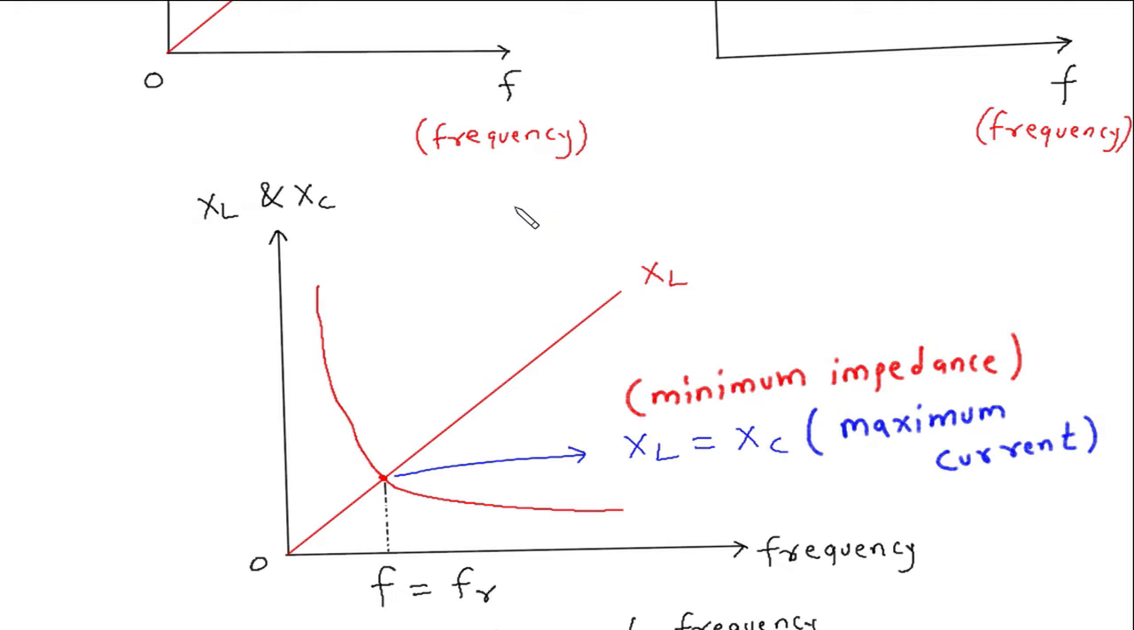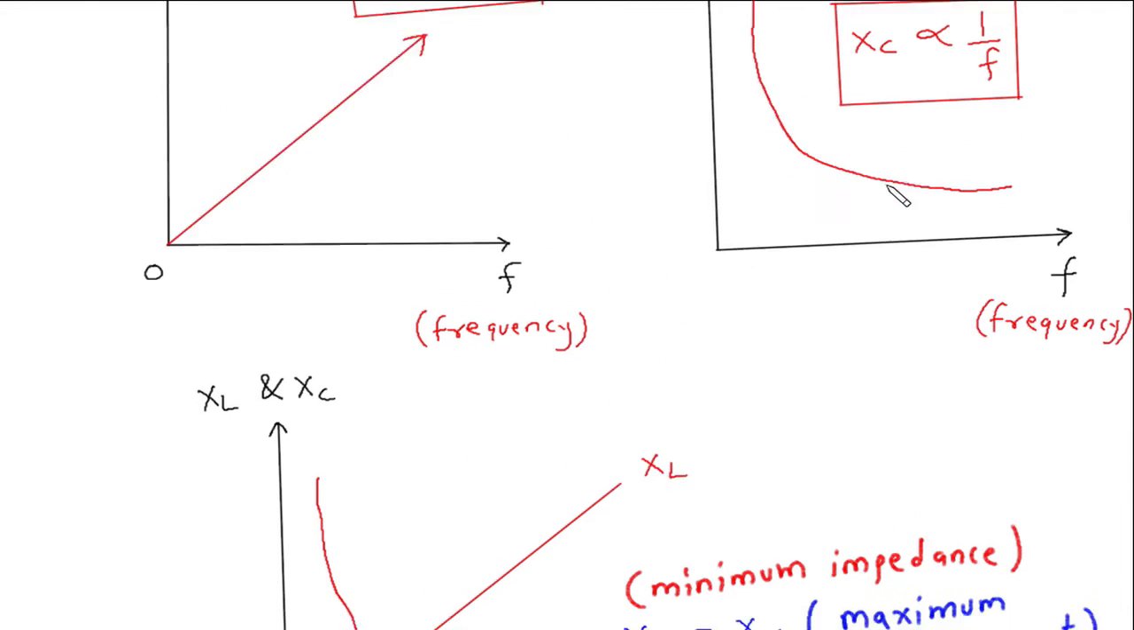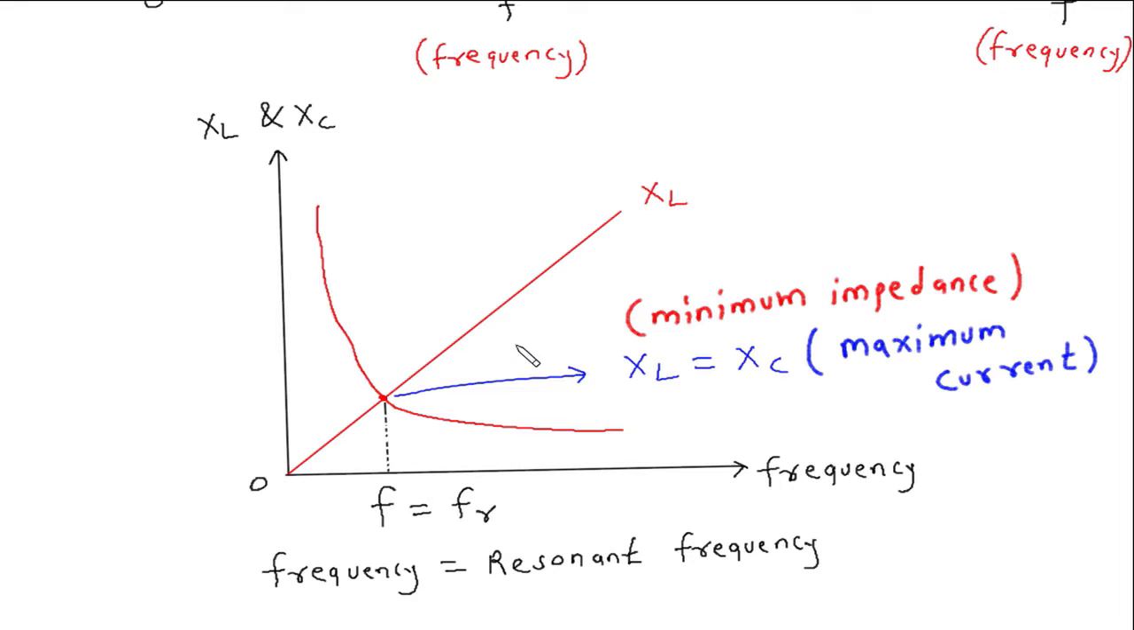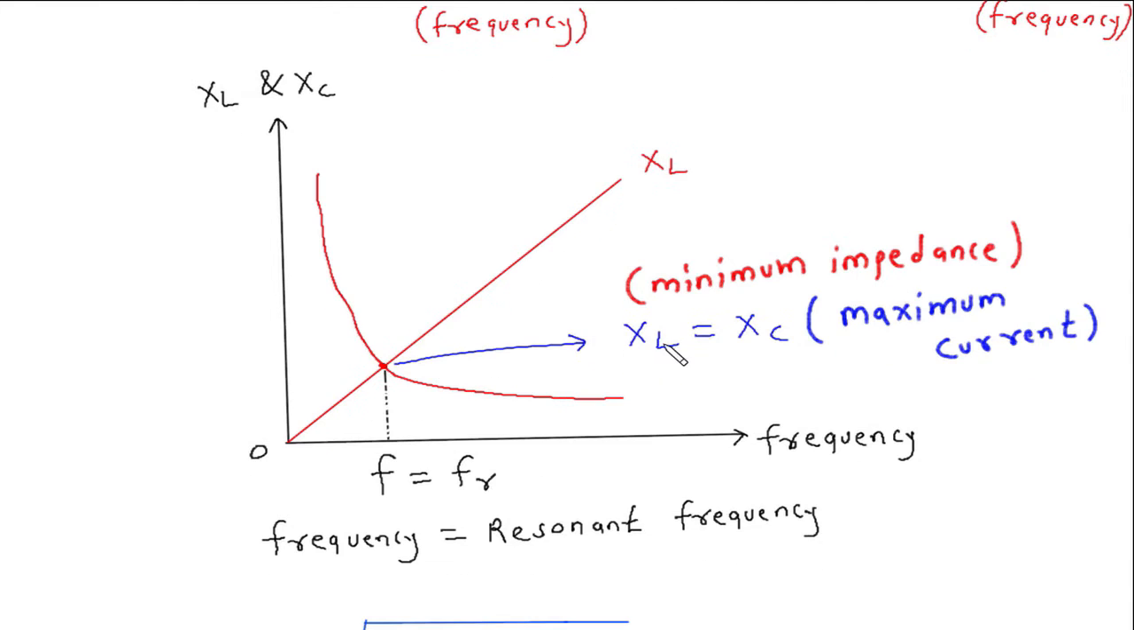Now if we combine these two graphs, then we will get a graph like this. So here we can see at a certain point XL is equal to XC. So this is the minimum impedance point or maximum current point. At this point the frequency is equal to the resonant frequency. Now here XL and XC cancel each other.